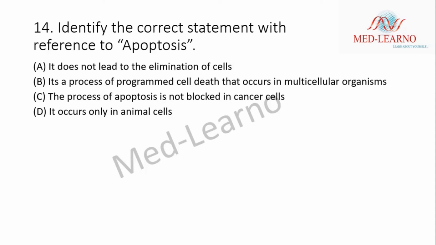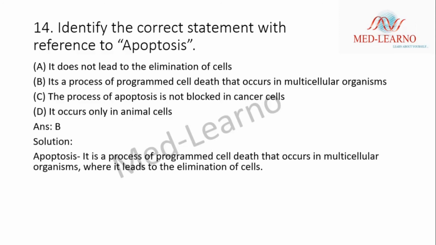Identify the correct statement with reference to apoptosis. Option A, it does not lead to the elimination of cells. Option B, it's a process of programmed cell death that occurs in multicellular organisms. Option C, the process of apoptosis is not blocked in cancer cells. Option D, it occurs only in animal cells. Answer is option B, it's a process of programmed cell death that occurs in multicellular organisms.